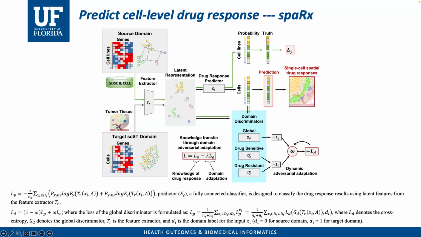We want to predict for a specific patient which cell line these tumor cells are more likely to be similar to. You can think of it that way, because we want to fuse the source and target domain in the latent representation and mix them very well. So if, for example, the tumor cells are more likely to be similar to the drug resistant cell lines, then this patient may more likely be drug resistant.